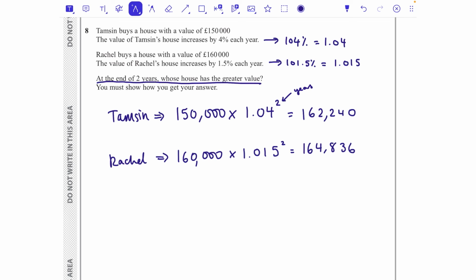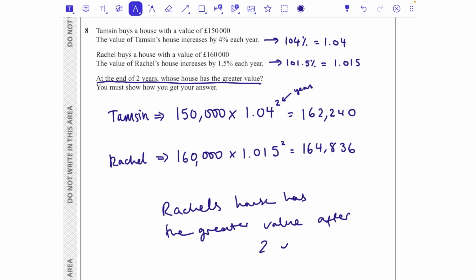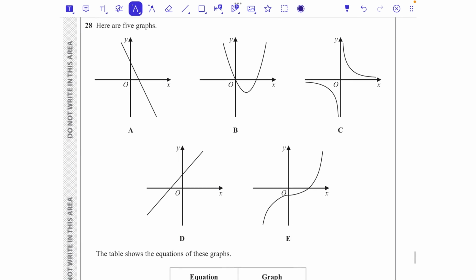You must show how you get your answer. So we're going to say Rachel's house has the greater value after 2 years. You could just put Rachel, that would be absolutely fine. Fabulous. And last but not least, question number 28.